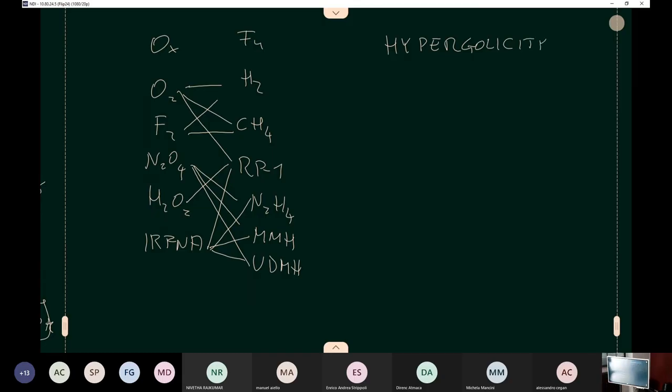So two propellants are said to be hypergolic if they activate spontaneously, they ignite spontaneously when they are put in contact with each other. So for instance, if we consider N2O4 and N2H4, or one of the hydrazines with N2O4, this makes a hypergolic combination. That means if you put a drop of one of the propellants on the other, this will burn, will react.